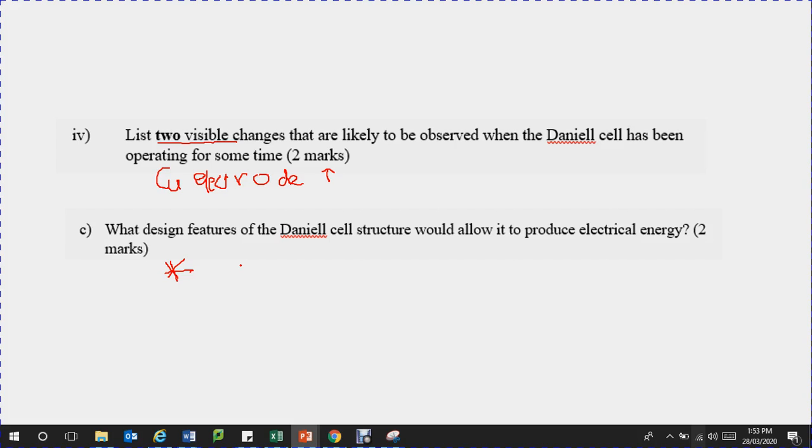The next design feature is that you need a salt bridge connecting them. A few of you observed that when we did the experiment in class, because you saw that without that salt bridge, you weren't getting any current reading. That's because that flow of electrons couldn't occur because the circuit wasn't complete.